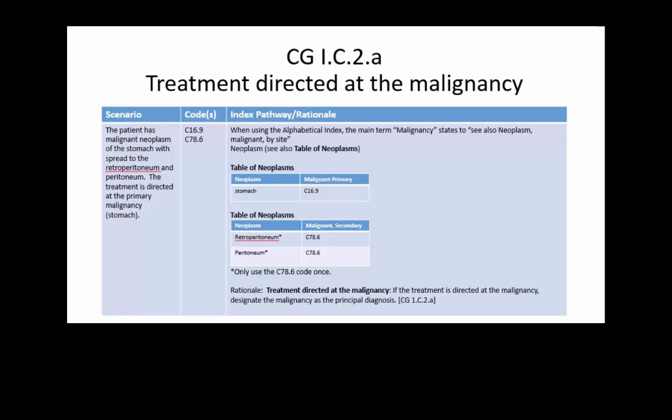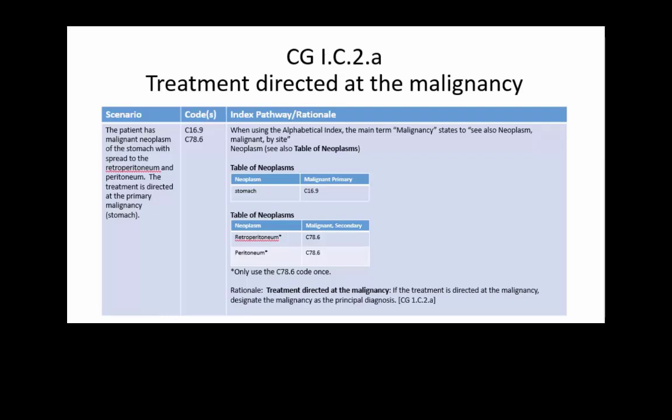And you're going to see as you move through some of these guidelines, there's treatment directed at primary malignancies, there's treatment directed at secondary malignancies, which are malignancies which have metastasized from the primary site, and there's treatments directed at complications of the malignancy, like anemia or dehydration, or complications of surgery. So where the treatment is directed is how you know which guideline you're going to apply.